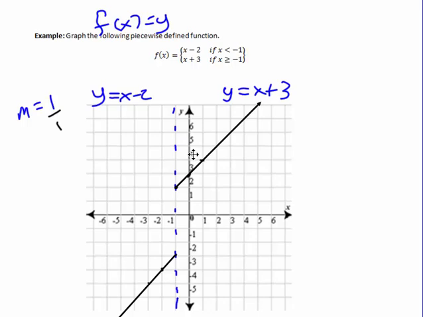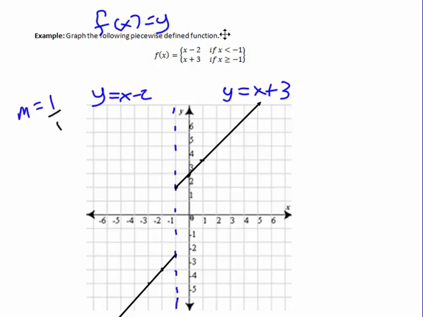Now once I've graphed, then my notes say if the graph is discontinuous at the domain break. Now I'm introducing a really big term. The only thing I mean by that is if the left side doesn't touch the right side. In other words, here I have a huge jump or a big gap between the left-hand side and the right-hand side. So since that's the case, I need to determine which is included and which is not included.